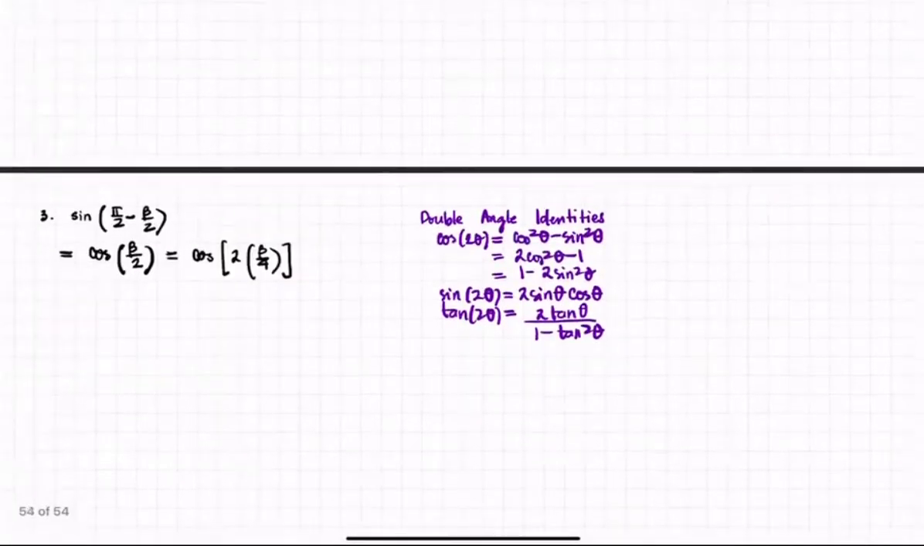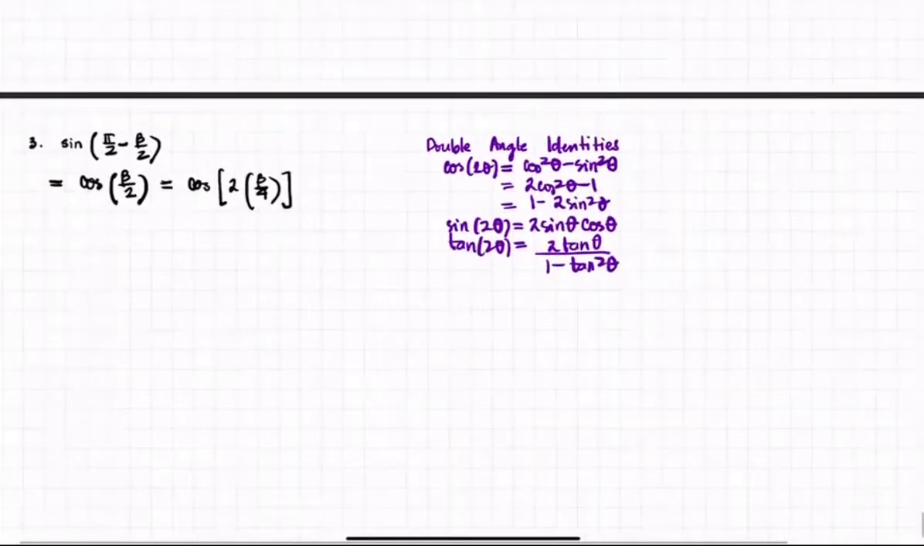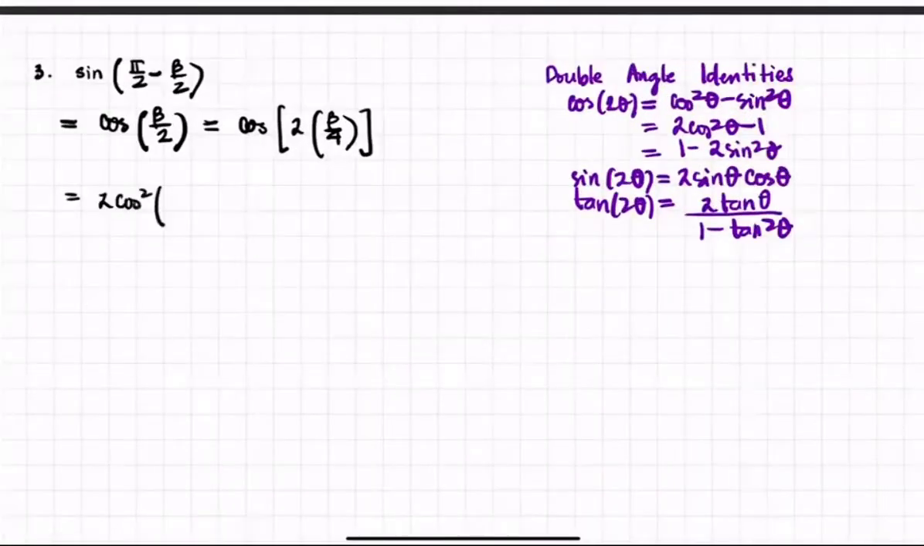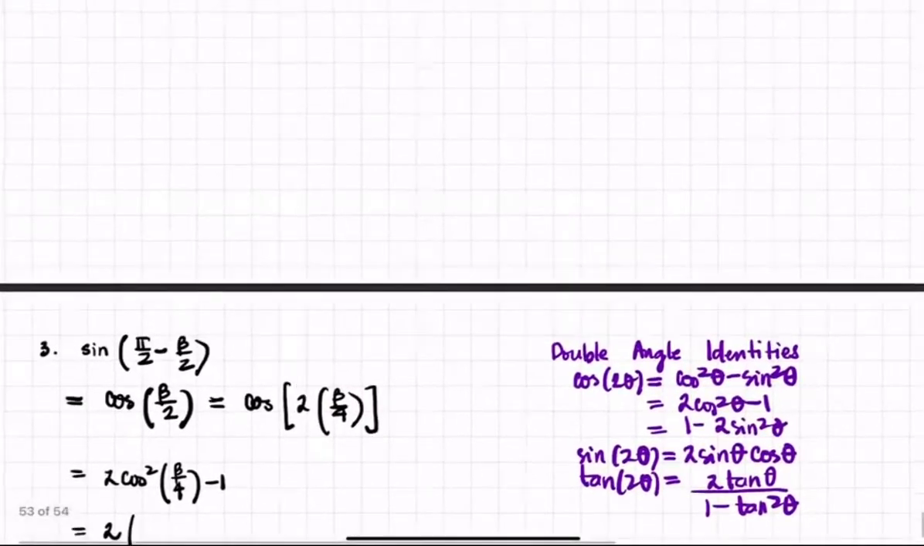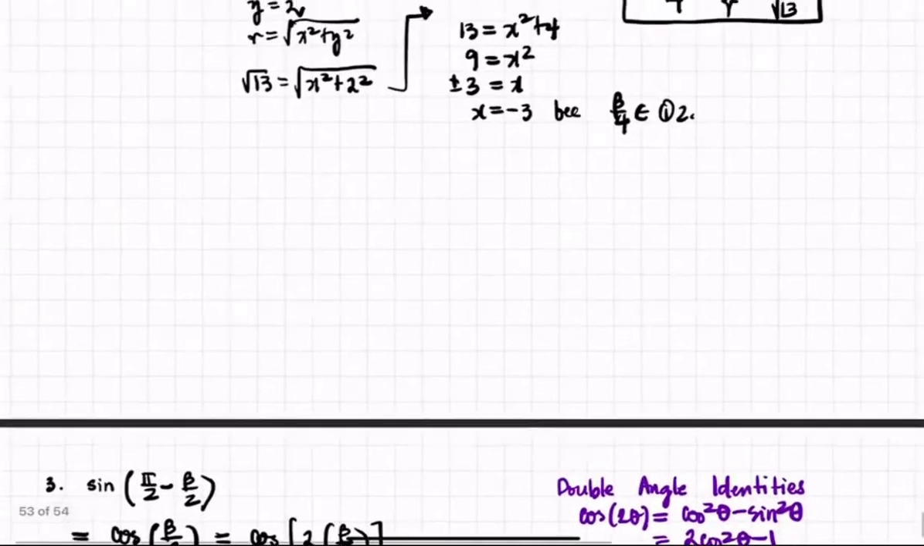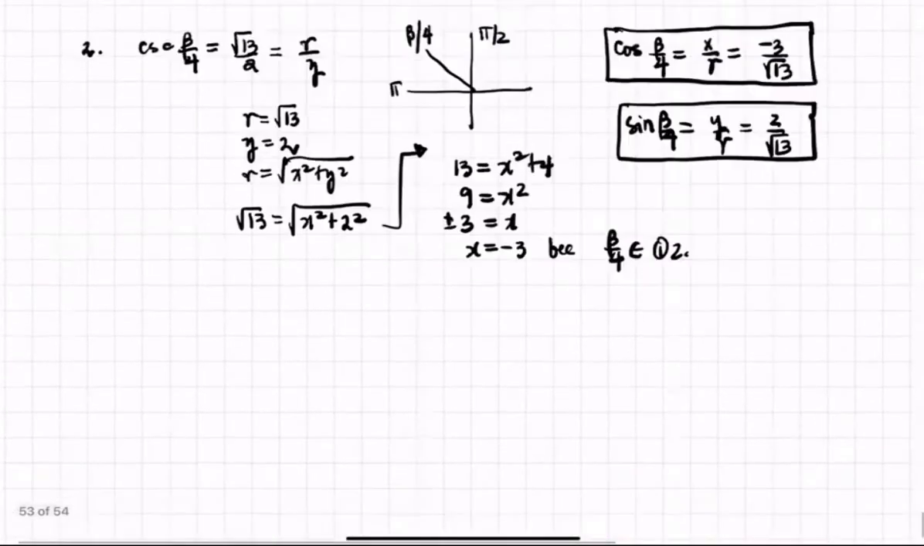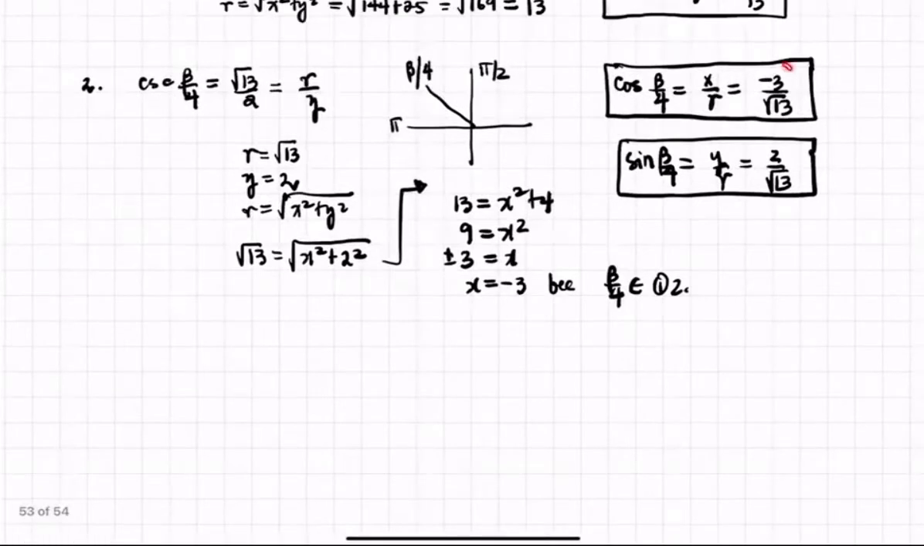So this is the same as 2 cosine square. Ito yung theta mo ha, beta over 4, minus 1. In-apply natin ito. And you know the value of cosine beta over 4. Cosine beta over 4 is this one. Negative, wala ba't delay yung screen ko? Ayan. Negative 3 over square root of 13.